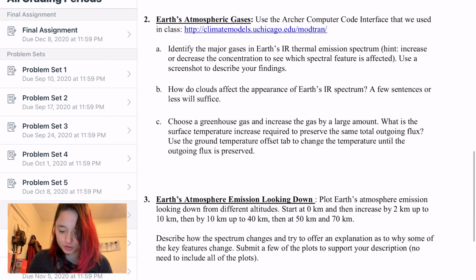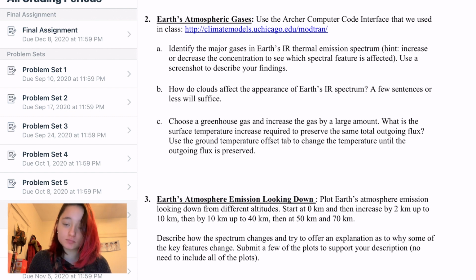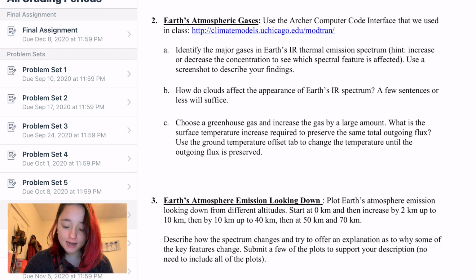says use the Archer computer code interface that we used in class. So yes, in this class we took some time to look at a lot of different websites and cool little thingamajigs online to visualize the stuff we were learning. So it asks, identify the major gases in Earth's IR thermal emission spectra. It's infrared.